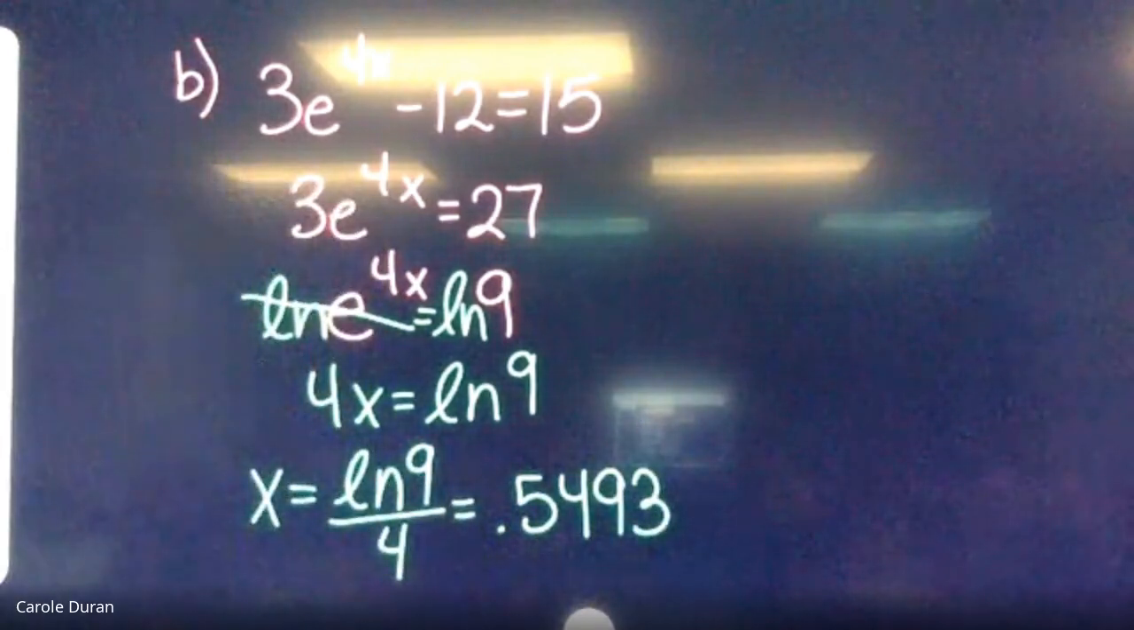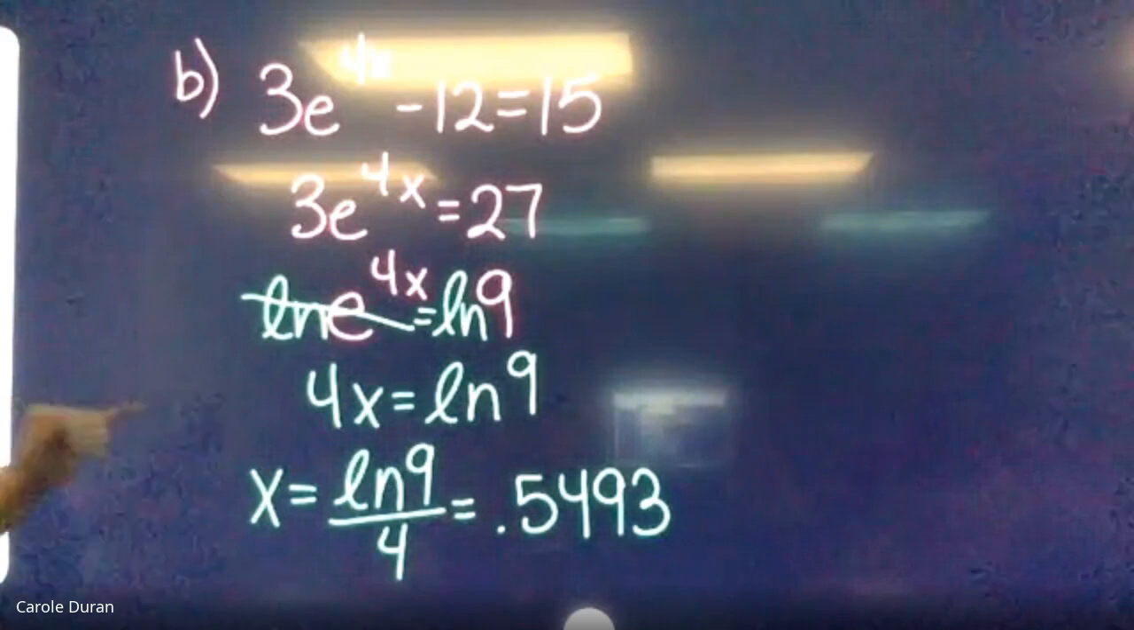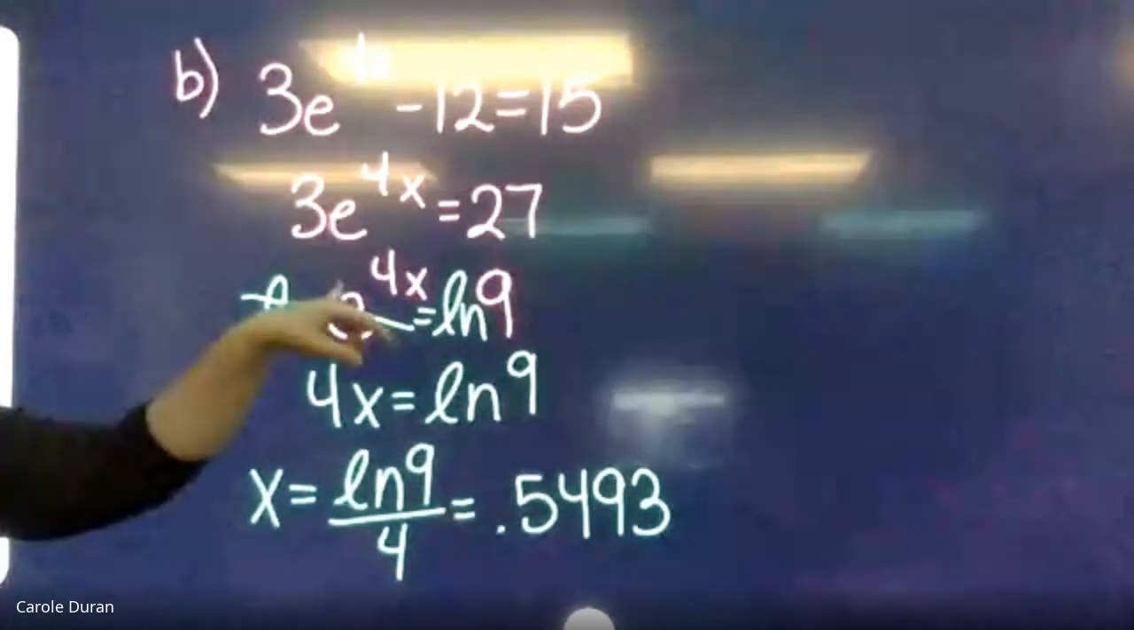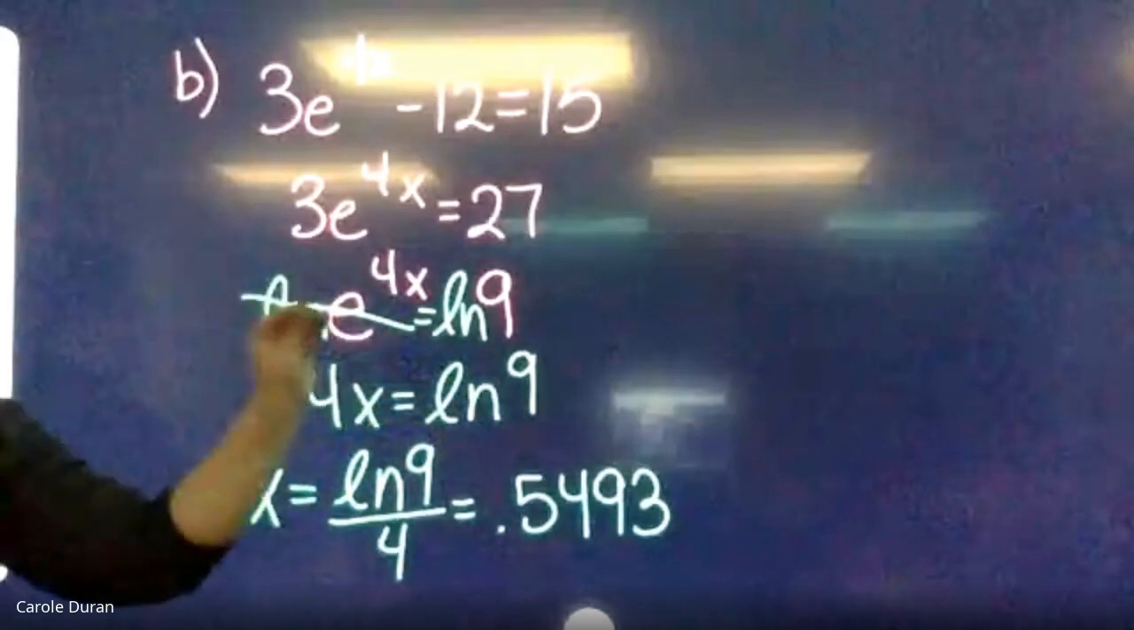I didn't divide. I divided, but I didn't write down the answer. I took the 3 away. Because I wasn't taking the natural log of the 4, so it can't go inside. So we have to do it in the same order that we were doing it previously.